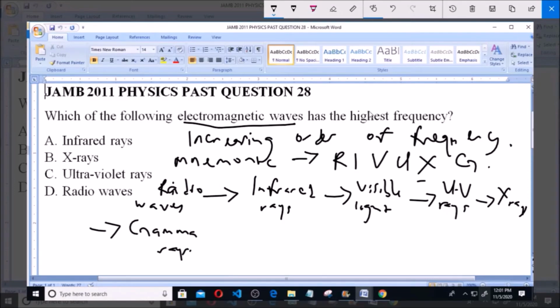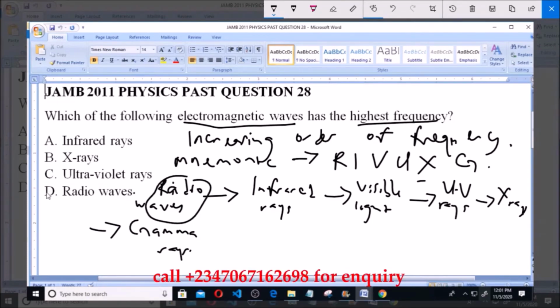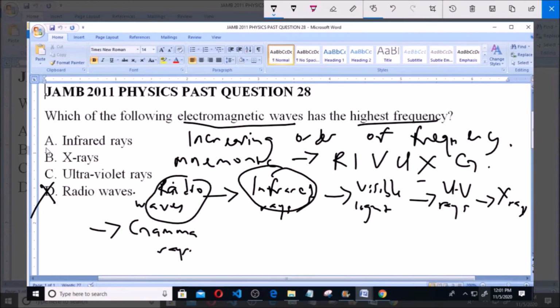So we are asked for the one which has the highest frequency here. Now radio waves has the lowest frequency among all the EM waves, so it is the first here, so D is not the answer. Infrared rays is the second lowest, so it is not the answer. Now UV rays, you have it here, but UV ray, from this sequence, has lower frequency than X-rays, so ultraviolet rays is not the answer. So the one with the highest frequency here is B, X-rays. So X-rays is the answer to this question.